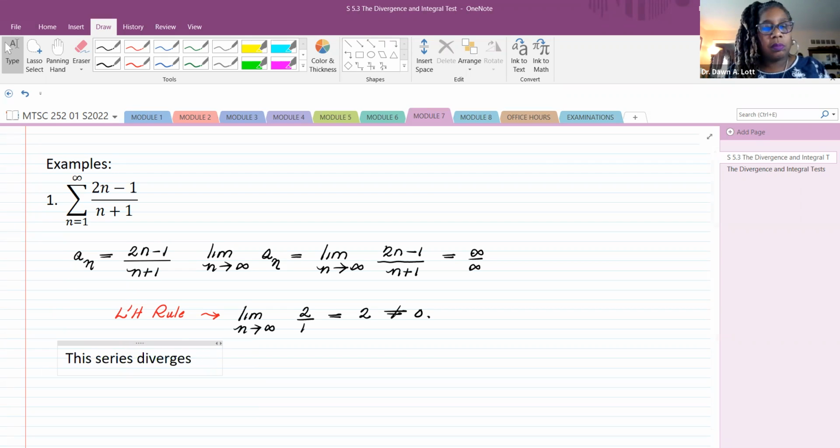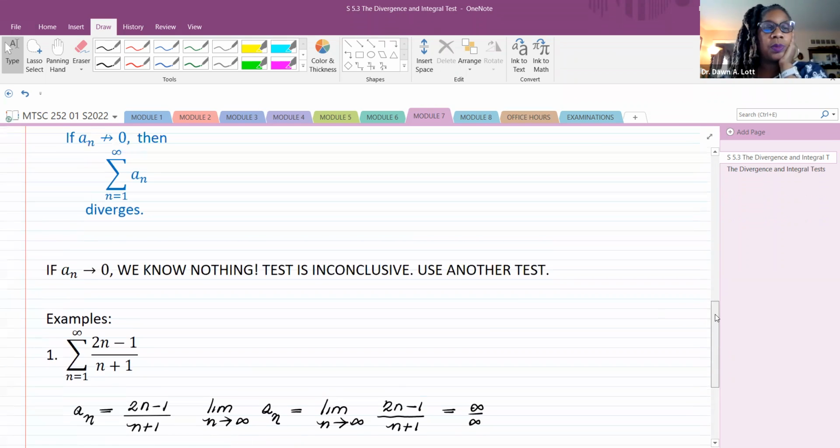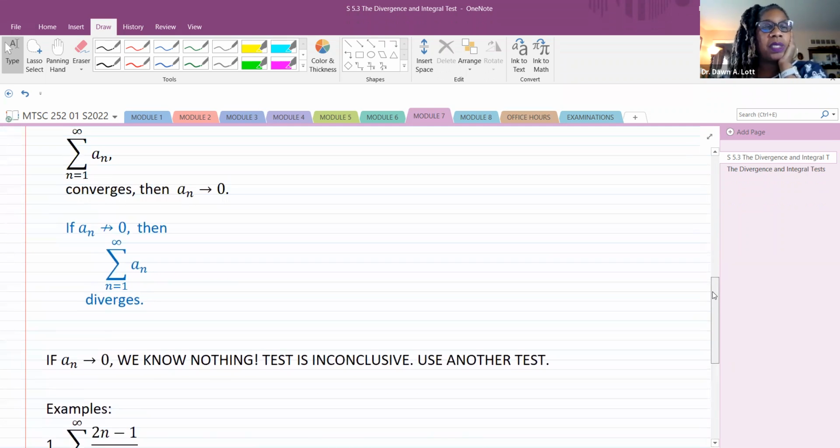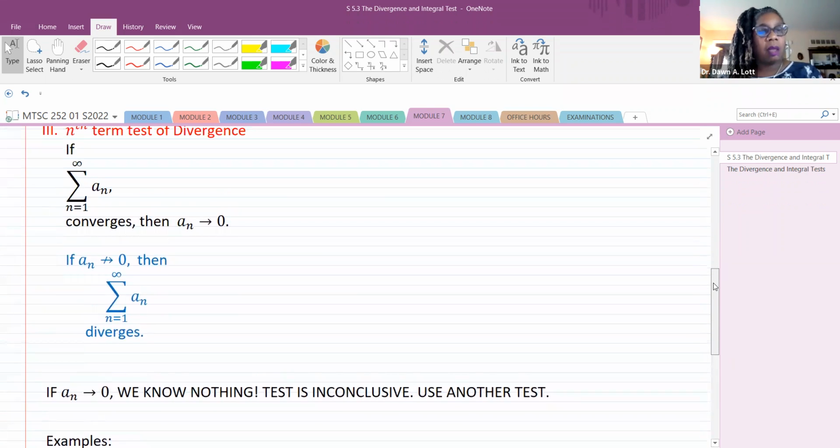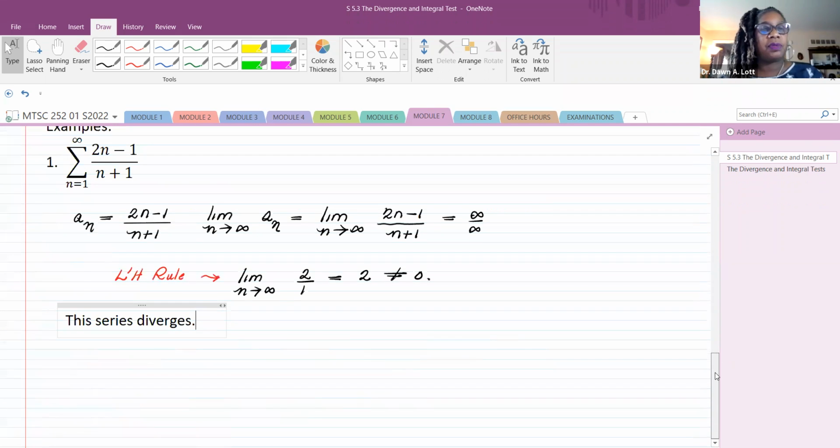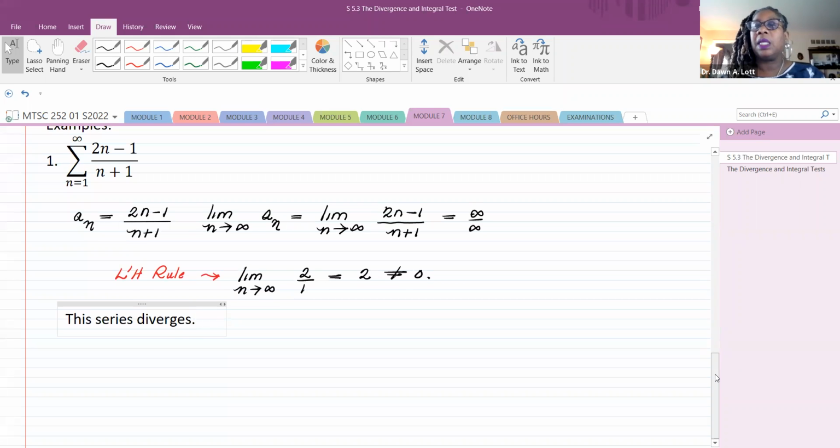All right, any questions about that? I looked at exactly what it told me to do. I looked at the summation, and I looked at the limit of AN. If AN does not go to 0, the series diverges. AN went to 2, so the series diverges. Okay, any questions?